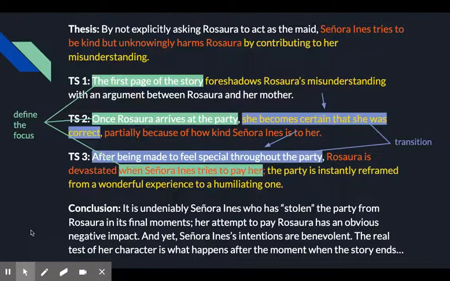So here in green for defining the focus, first paragraph, the first page of the story. Second paragraph, once Rosara arrives at the party. Third paragraph, when Senor Ines tries to pay her, right? So it's really clear what part of the story each paragraph is focused on, and that there's no overlap between them. So that's going to help me too. If I'm gathering evidence and putting it into paragraphs, that's going to help me know exactly where it belongs, so I don't end up confusing anyone.